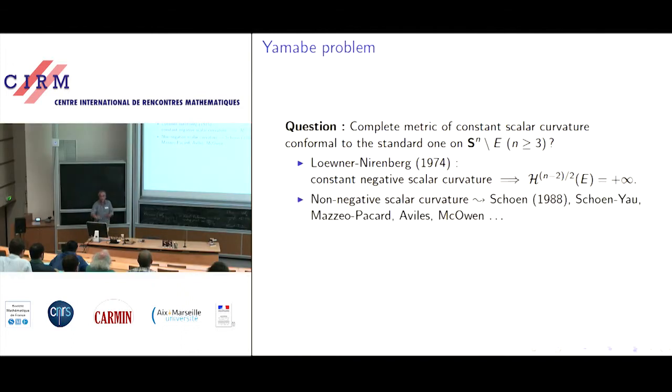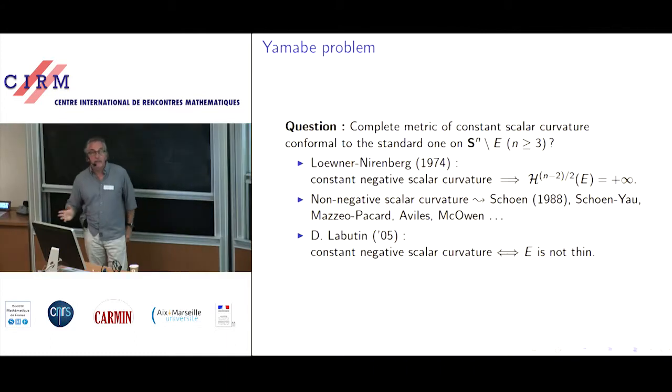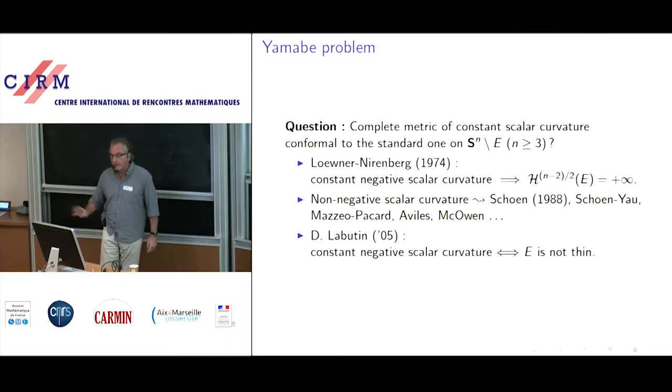There are also results concerning the non-negative scalar curvature, but in a different spirit. I cited some names here, the same ones that appeared yesterday. But the one result which I'd like to mention a little bit more precisely is quite recent, 2005, by Denis Labutin, who is, I think, in Santa Barbara. It's not published. It's a preprint circulating, but several people have checked everything.